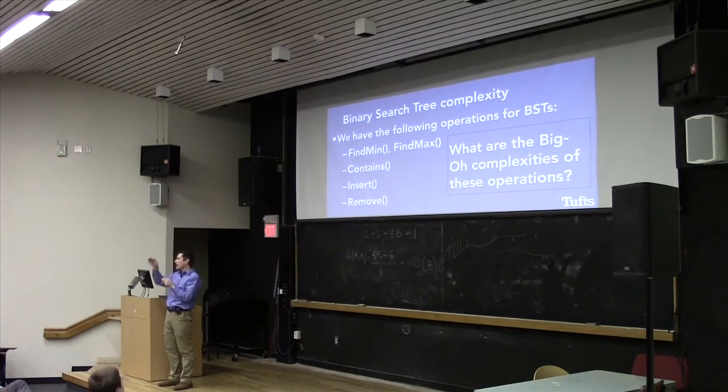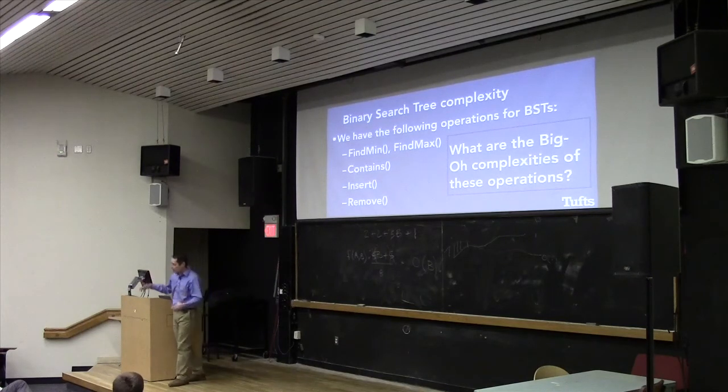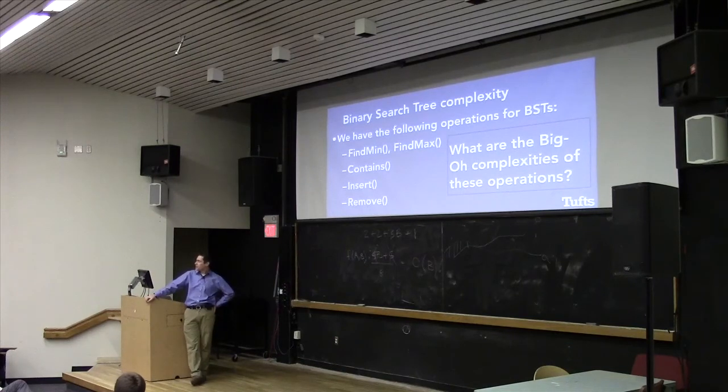Keep going left until you don't have any farther left to go, and that will give you the minimum value. Okay, so what is the complexity of that in an asymptotic sense? What complexity do we have for just a generic, regular old binary search tree? What's the best case?